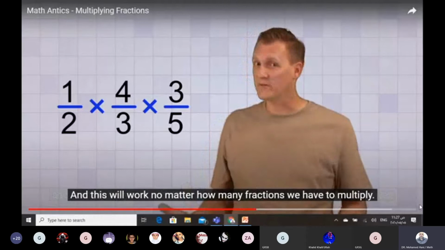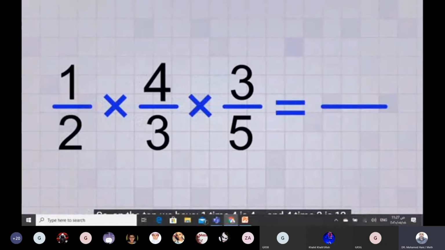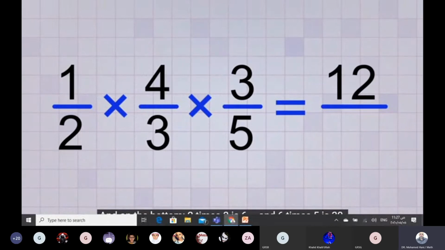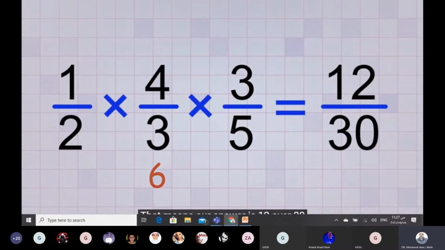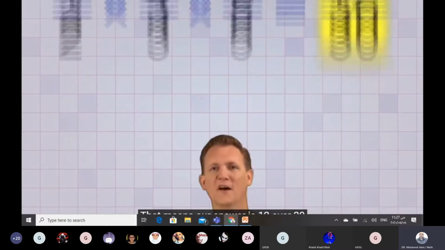And this will work no matter how many fractions we have to multiply. So on the top, we have 1 times 4 is 4, and 4 times 3 is 12. And on the bottom, 2 times 3 is 6, and 6 times 5 is 30. That means our answer is 12 over 30. So there you have it.